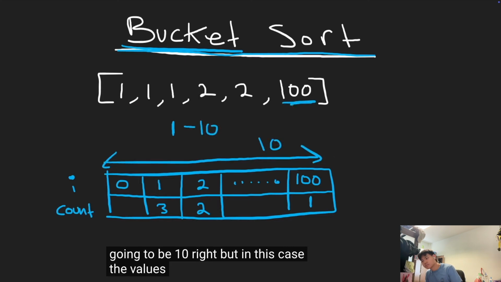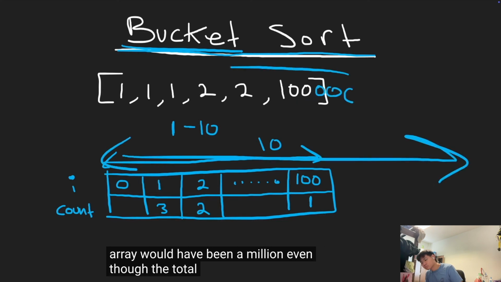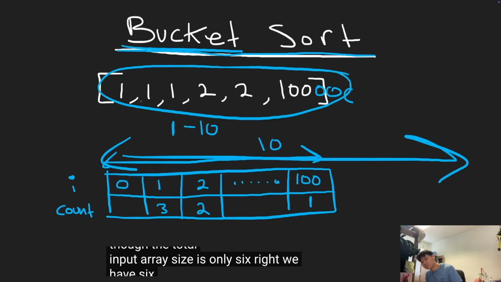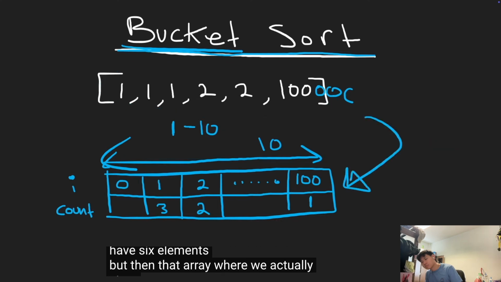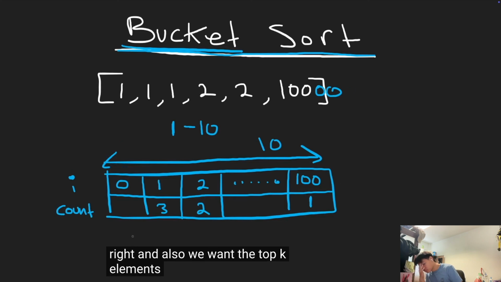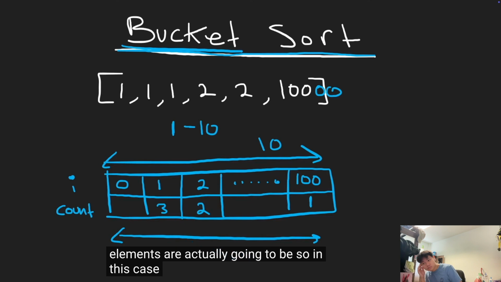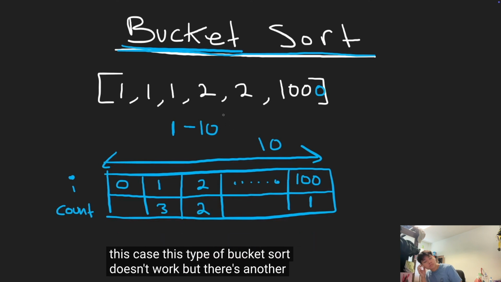But in this case, the values are unbounded, right? This could have been 1,000,000, and then the size of our input array would have been 1,000,000, even though the total input array size is only 6, right? We have 6 elements, but then that array where we actually store the bucket sort values is going to be unbounded. And also, we want the top k elements. This still isn't very clear of where exactly the top k elements are actually going to be. So in this case, this type of bucket sort doesn't work, but there's another way we can do it.